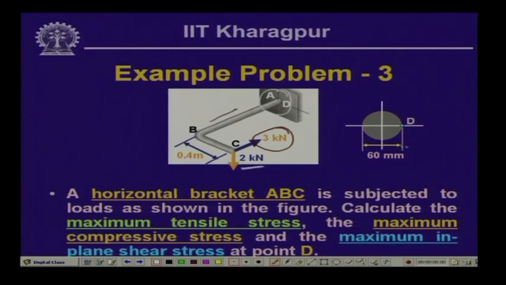Now, if we look at the cross section, it is a solid circular one with a diameter of 60 millimeter, and we are interested in finding the stress at this particular point D. You will have to compute the maximum tensile stress, maximum compressive stress and maximum in-plane shear stress. You will have to compute these three quantities at point D for this particular member.